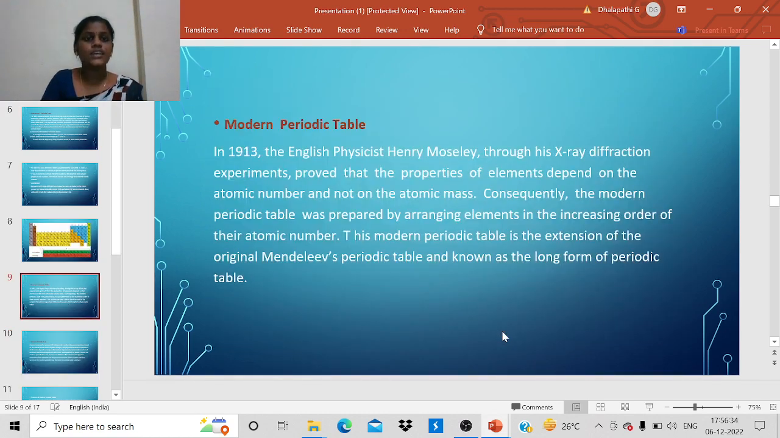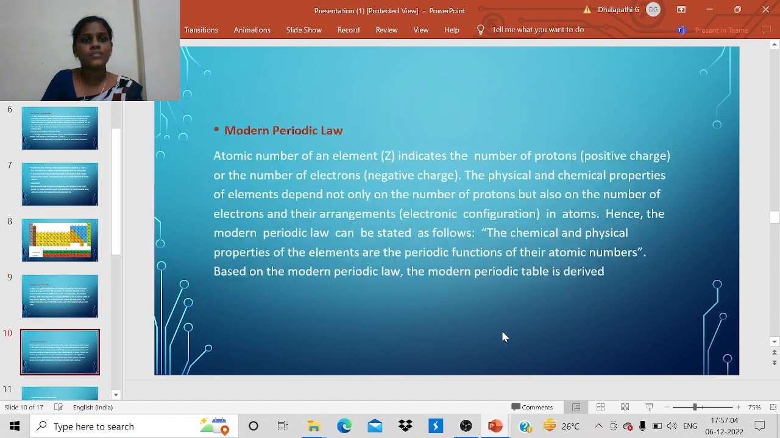Modern periodic table. In 1913, the English physicist Henry Moseley, through his X-ray diffraction experiments, proved that the properties of elements depend on the atomic number and not on the atomic mass. Consequently, the modern periodic table was prepared by arranging elements in the increasing order of their atomic number. This modern periodic table is the extension of the original Mendeleev's periodic table and is known as the long form of the periodic table.